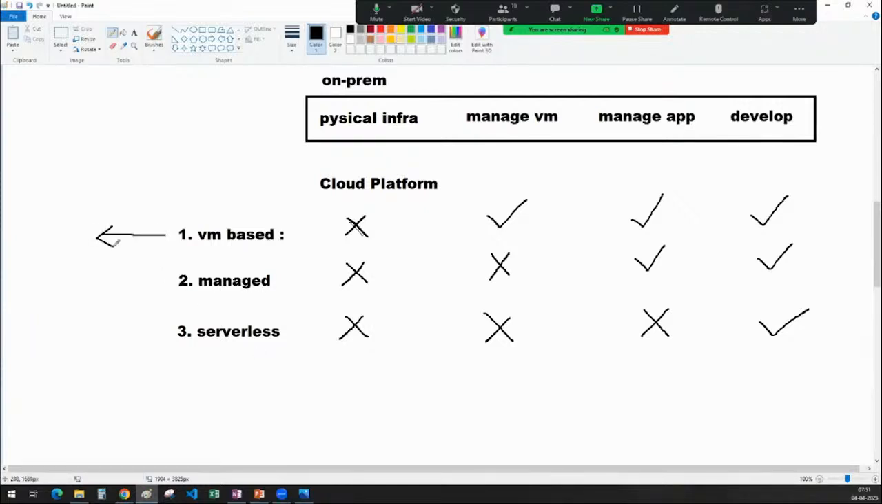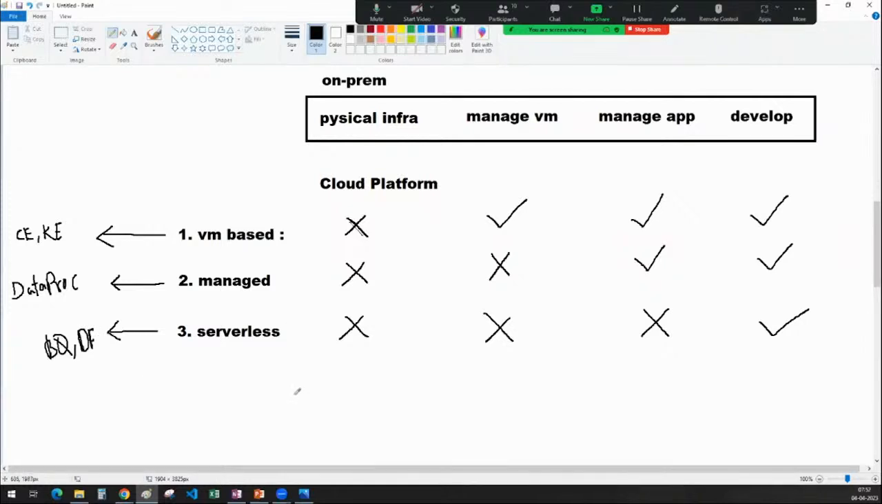So if you go to the VM based services, you can look at Compute Engine. Compute Engine is there, Kubernetes Engine is there, GKE. These all come under VM based services, guys. If you look at managed services, we are looking every day at managed or fully managed. Managed services are like Dataproc, a very good example. And for serverless, BigQuery is the best example. Dataflow is one more example.